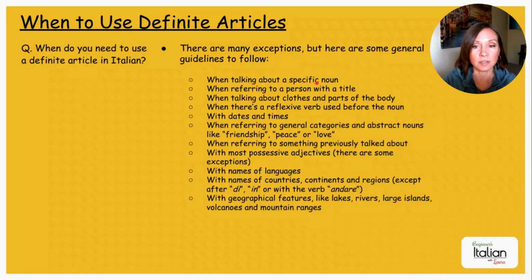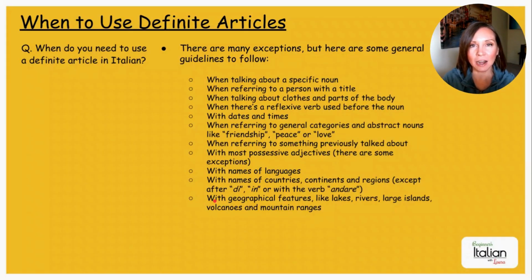So when talking about a specific noun, when referring to a person with a title, when talking about clothes and parts of the body, when there is a reflexive verb used before the noun, with dates and times, when referring to general categories and abstract nouns like friendship, peace, or love, when referring to something previously talked about, with most possessive adjectives, there are some exceptions, with names of languages, with names of countries, continents, and regions, except after di, in, or with the verb andare, and with geographical features like lakes, rivers, large islands, volcanoes, and mountain ranges.